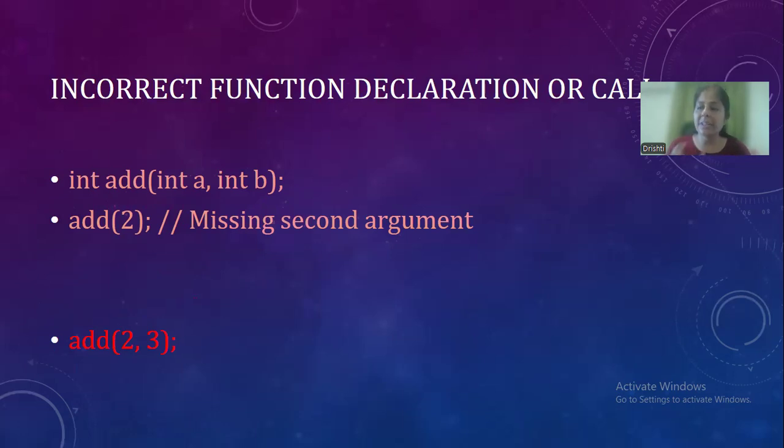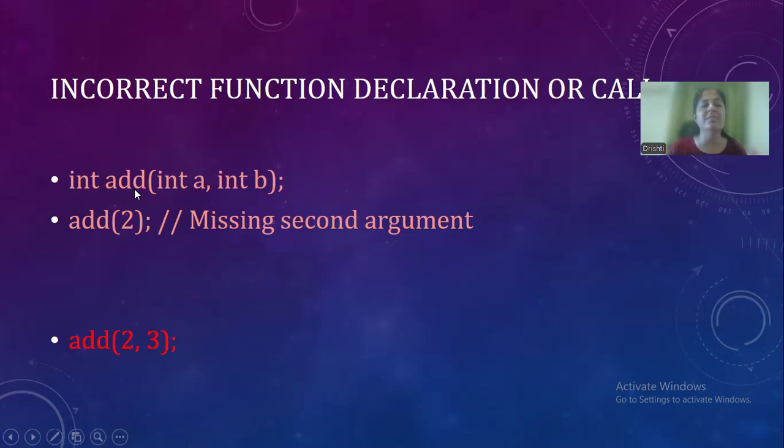Now, whenever you are defining a function, whether in Python, in Java, in C or in C++, please make sure the way in which you have been declaring a function, the same way you should be calling the function. That means if in my function declaration there are two parameters, then while calling I should pass exactly the two parameters also.